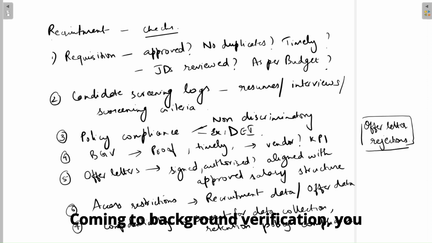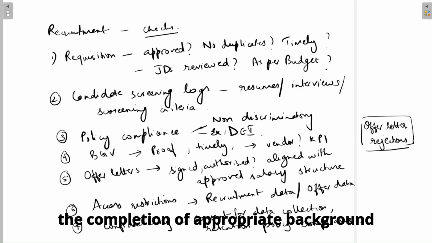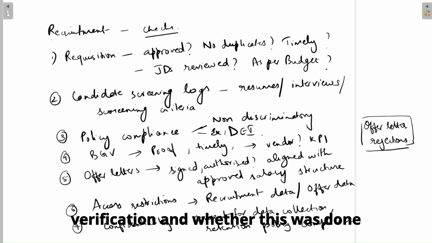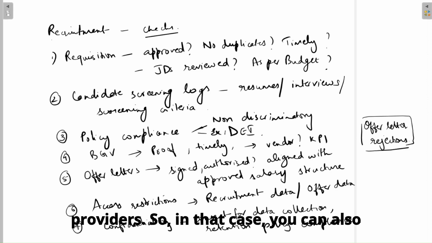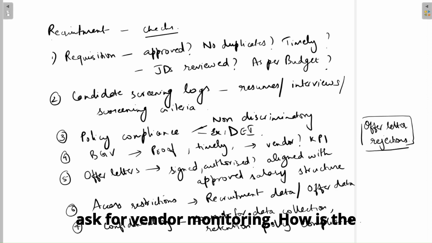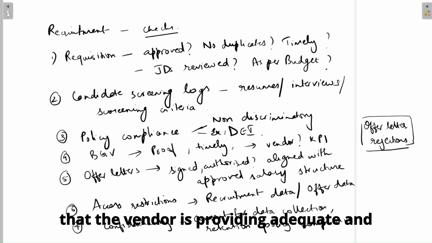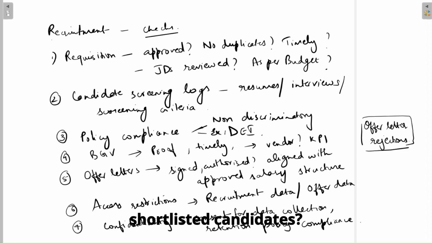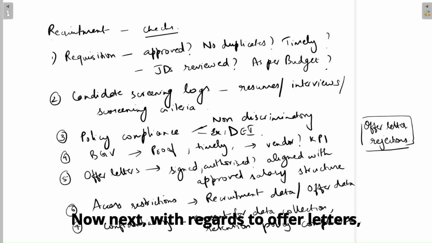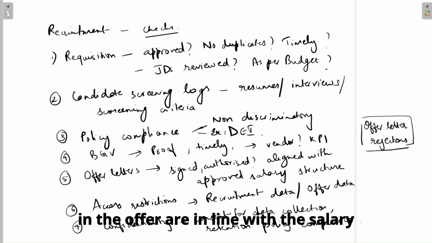Coming to background verification, you can ask for evidence to demonstrate the completion of appropriate background verification and whether this was done timely. Some big organizations outsource the service to external providers. So in that case, you can also ask for vendor monitoring. How is the organization or HR department ensuring that the vendor is providing adequate and timely background verification for the shortlisted candidates?